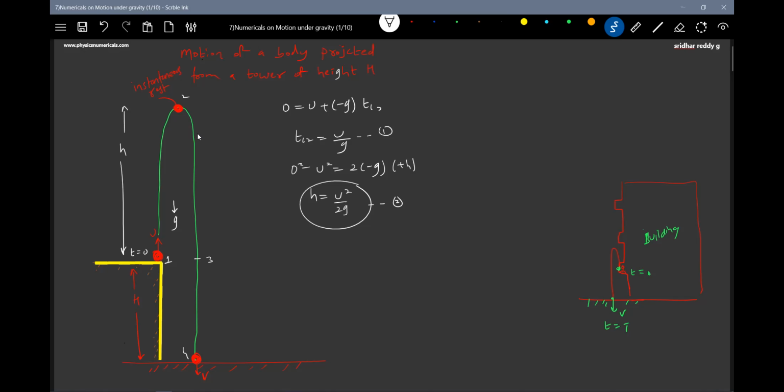Then time t3. I think we already know the time of ascent should be equal to the time of descent. We already had this in the previous class. Now I'm interested in how much time it will take to come and strike the ground. What time does it take to come and strike the ground? Okay, let's write the equation. This is the initial point. I don't have space to scribble. Okay, this is the initial point.